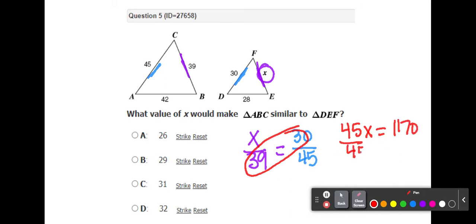I'm going to divide both sides by 45 because I'm trying to figure out what x is and solve for x. And that gives me 26. So my missing value is 26.